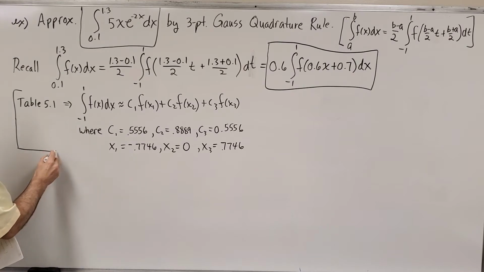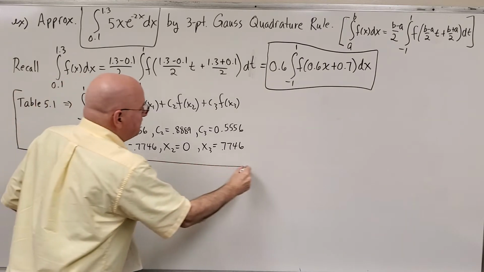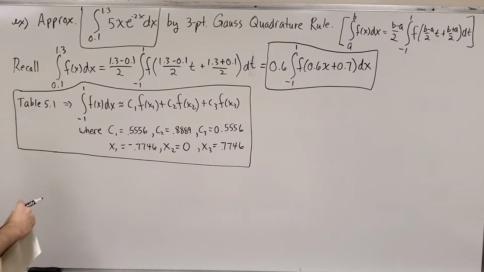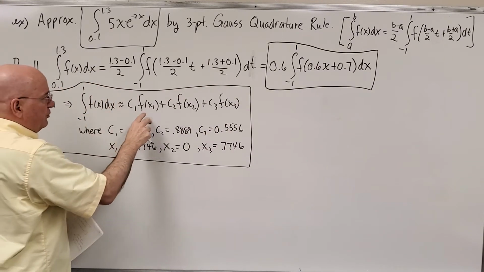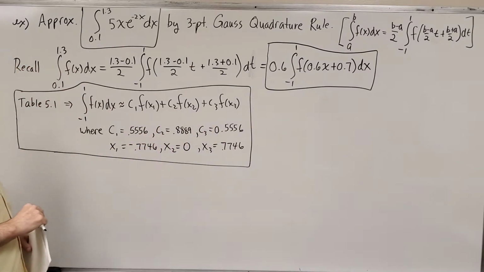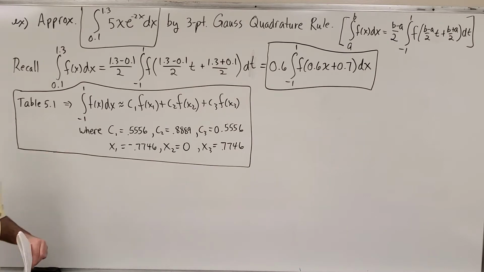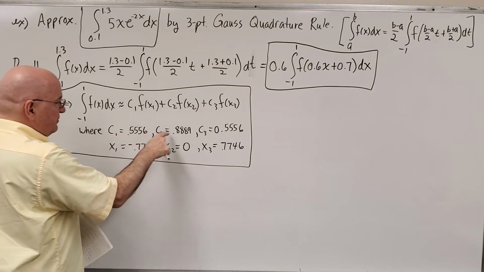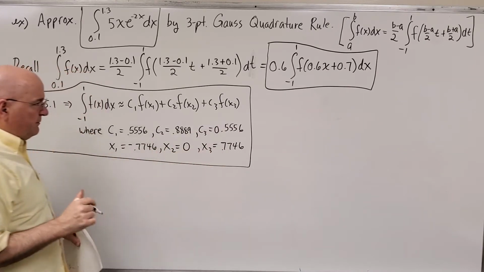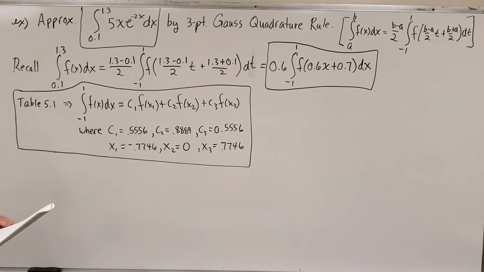So from table 5.1, I looked it up, and this is the information we get from table 5.1. We know that if it's a three-point rule, it looks like this: 3 coefficients, 3 x values, 3 nodes is what they call those. And it tells you in the table, C1 is this, C2 is this, C3 is this. X1 is this, X2 is this, X3 is this. I think we've seen those numbers one time before. So let's go straight to the computation.